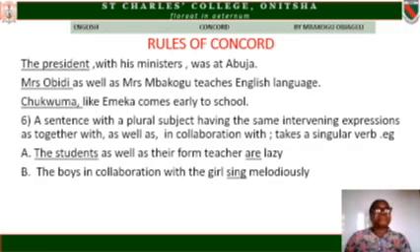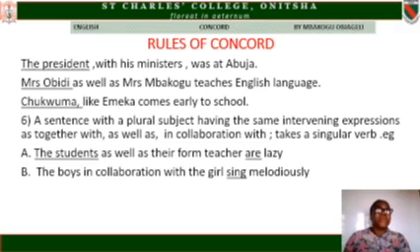Now, for example, you see here, the president with his ministers was at Abuja. In this case, the subject of the verb of this sentence is what? The president. And the president is one person. Because the president is one person, you don't have to consider his ministers, which is plural, to agree with the verb. No. What should enter into agreement with the verb should be the subject that came before these conjunctions, with. The president with his ministers was at Abuja and not were at Abuja.